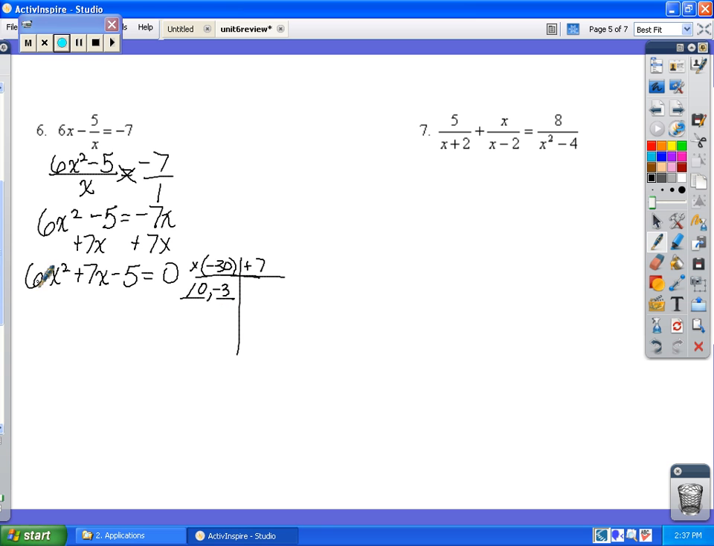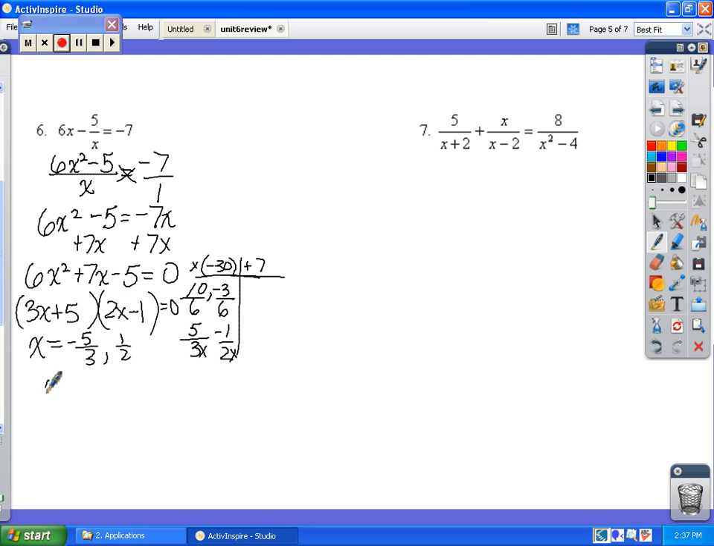Make fractions with my a value of 6, and then simplify. 10 over 6 is 5/3, negative 3 over 6 is negative 1/2. So now I know x goes on the bottom: 3x plus 5 and 2x minus 1 equals 0. So my solutions are negative 5/3 and positive, the opposite sign, 1/2.